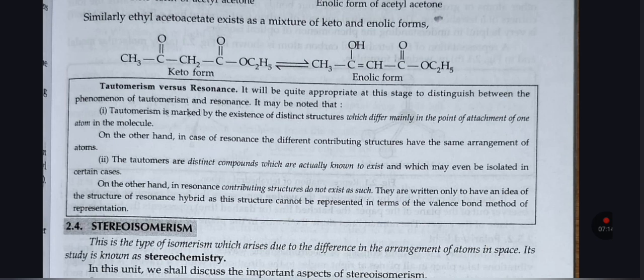It may be noted that tautomerism is marked by the existence of distinct structures which differ mainly in the point of attachment of the atom in the molecule. On the other hand, in case of resonance, the different contributing structures have the same arrangement of atoms.